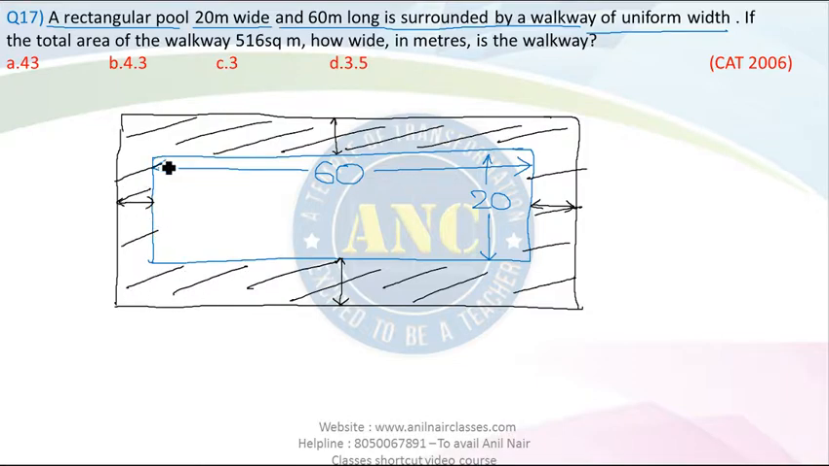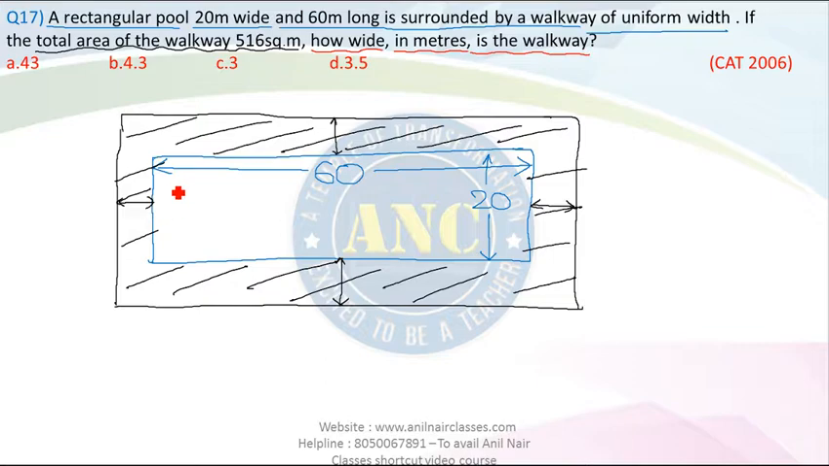Now what is the next statement, sir? If the total area of the walkway is 516 square meter, the shaded portion walkway area is given in the question as 516 square meter. How wide in meters is the walkway? The width of the walkway is what I need to find in the question. I am interested in finding the width of the walkway.